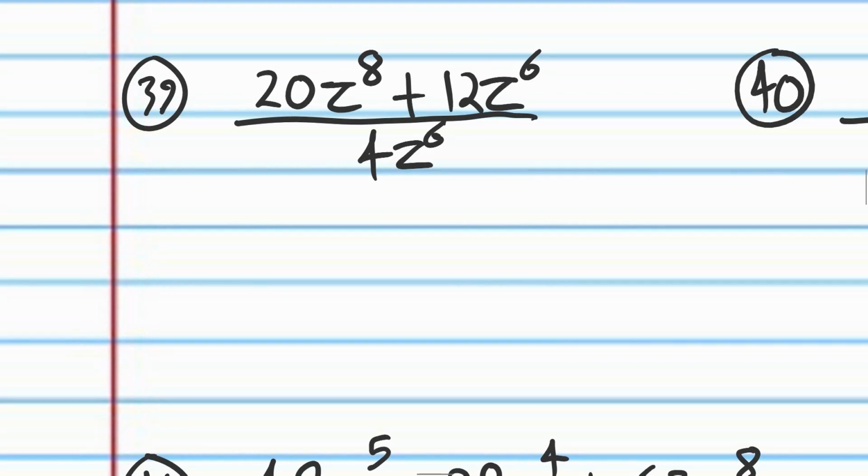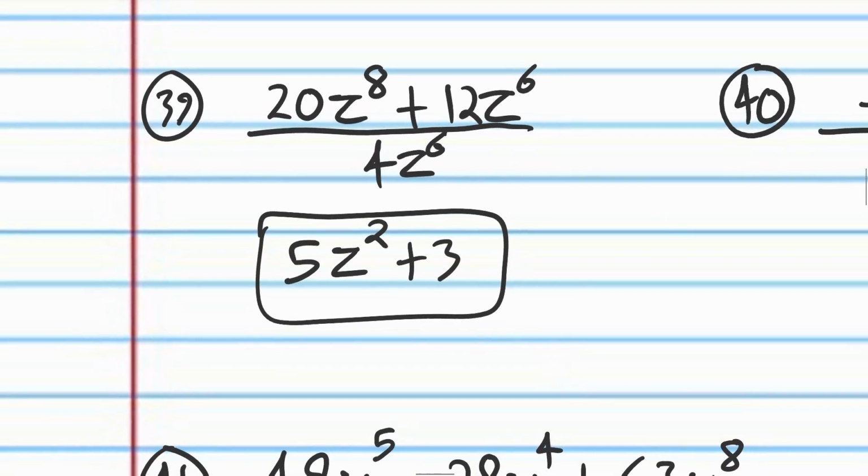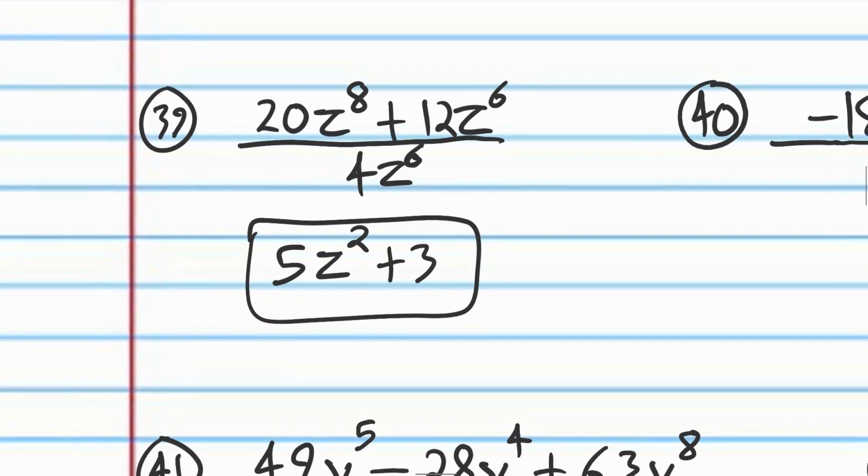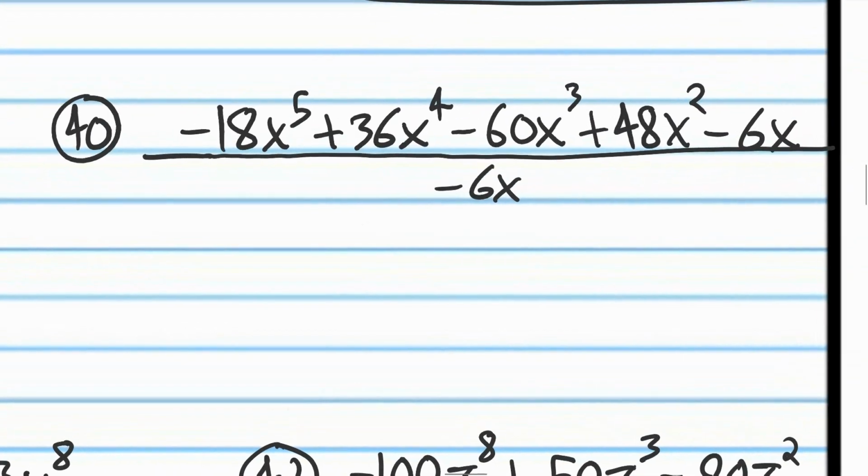All right, we're back. And there you go. So if you got that answer, good job. I'm sorry about that 6 on the z there. That should be z to the 6th power. All right, try number 40, and when you come back, we'll do it together.